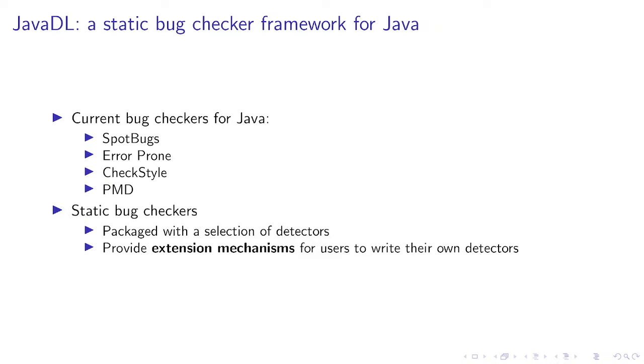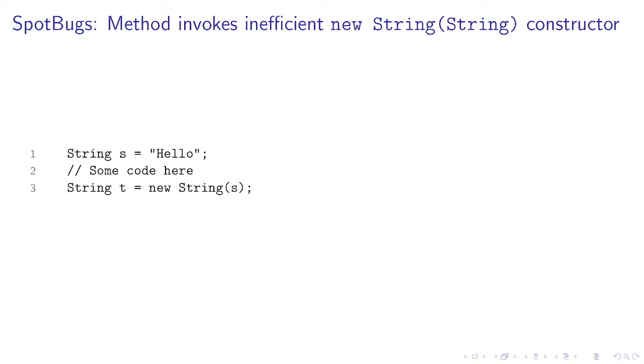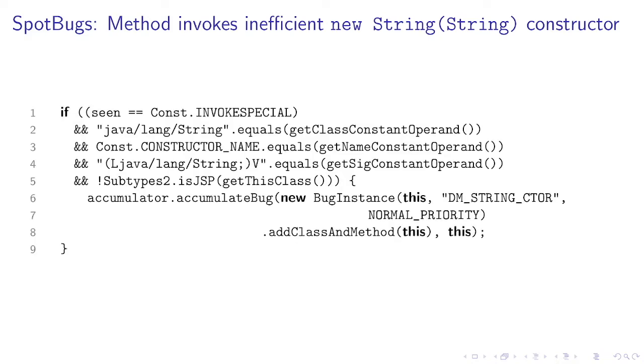To understand how JavaDL improves on the current state of the practice, let's have a look at a bug detector from SpotBugs. This detector is aimed at finding inefficient uses of the string constructor that takes a string argument, such as the one in the code snippet. Because string is an immutable class, using this constructor creates two heap objects that have the same content, thus wasting memory. This is how the detector implementation looks.